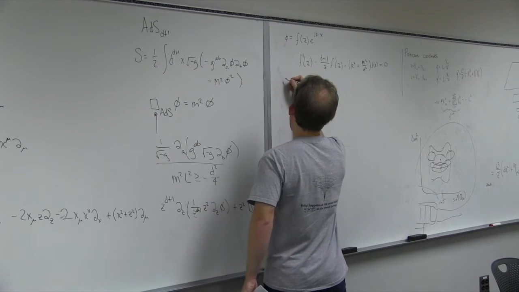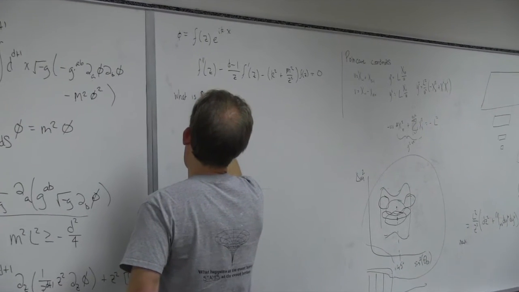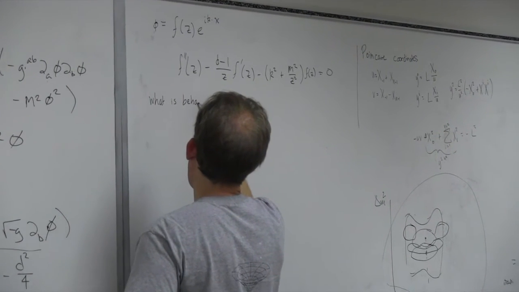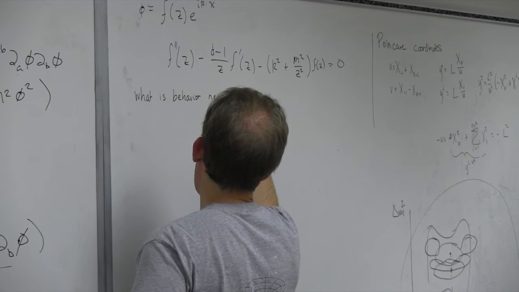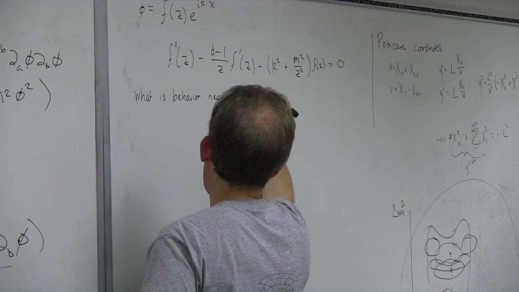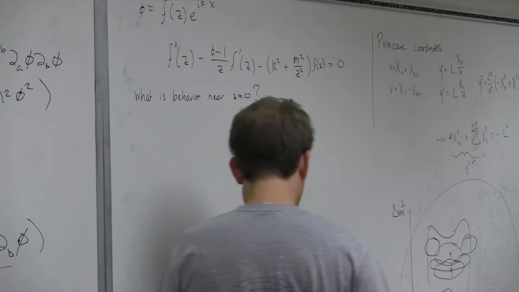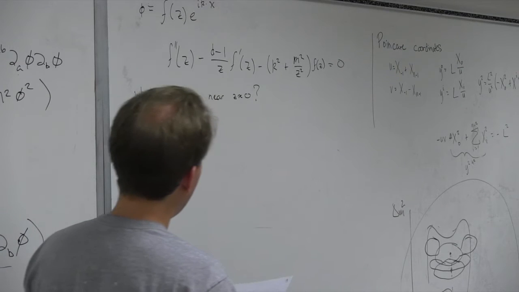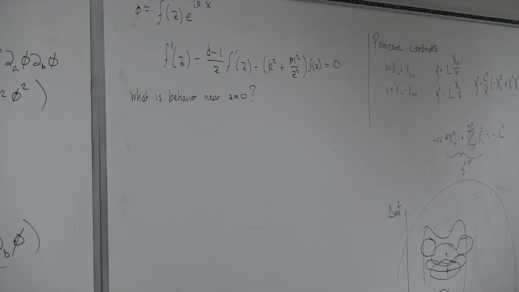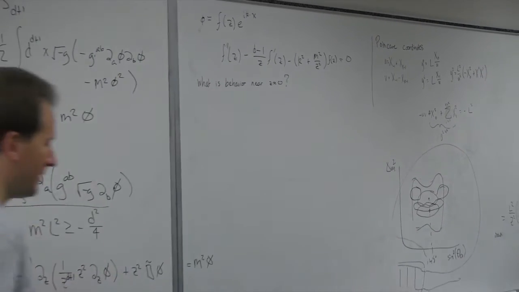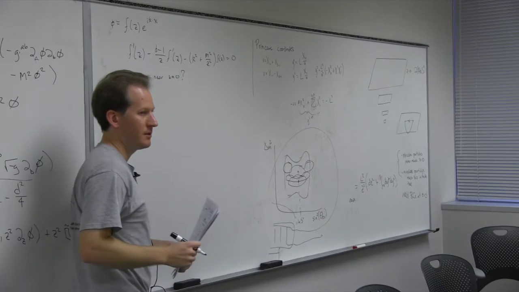Anyway, what we'll be interested in right now is the behavior near the boundary, so near z equals 0. If this were the wave equation in flat space and you asked this question for large r, what is the behavior, then you would find that it's an irregular singular point.